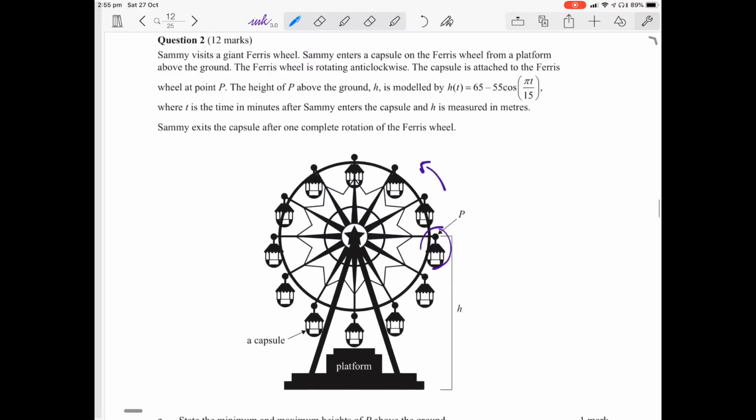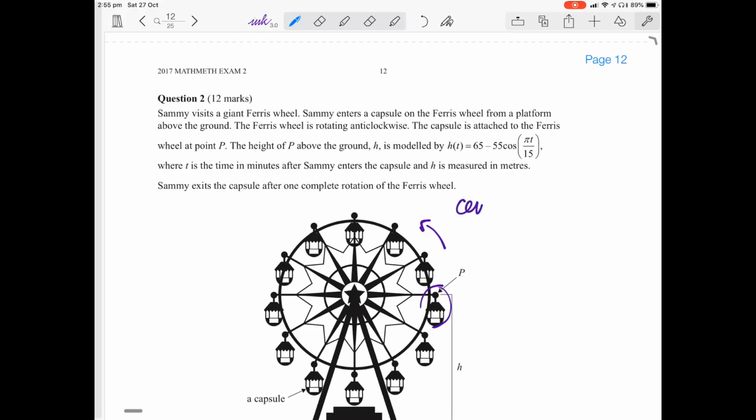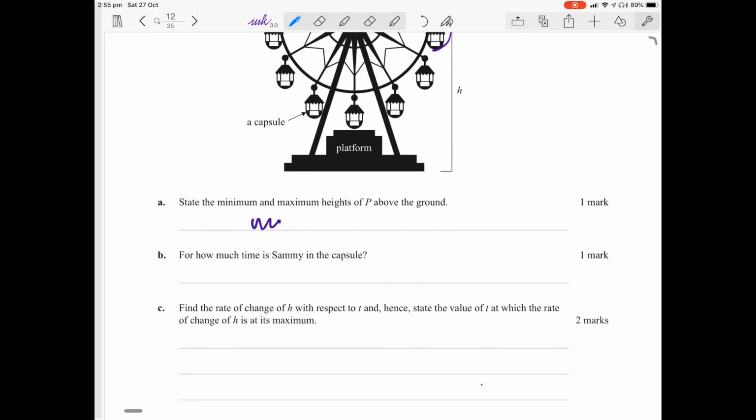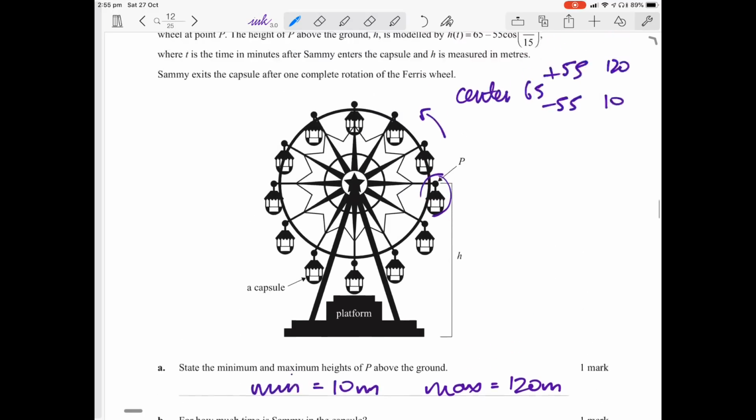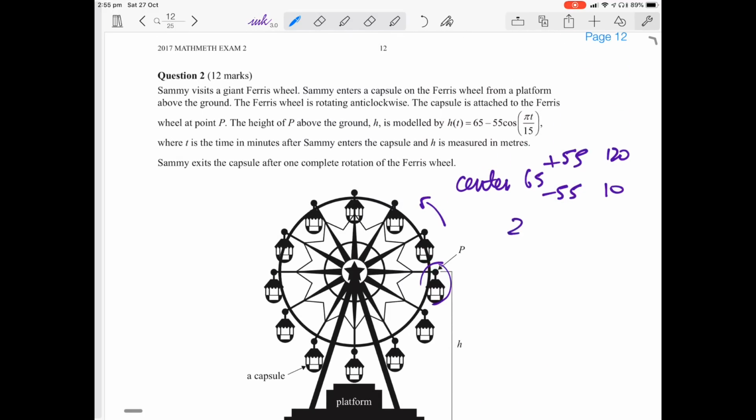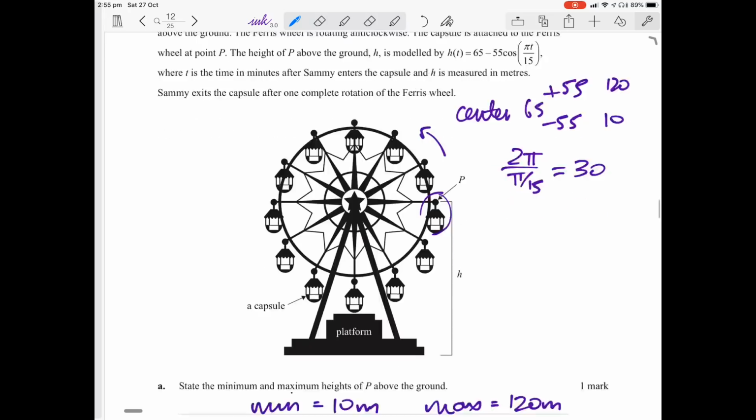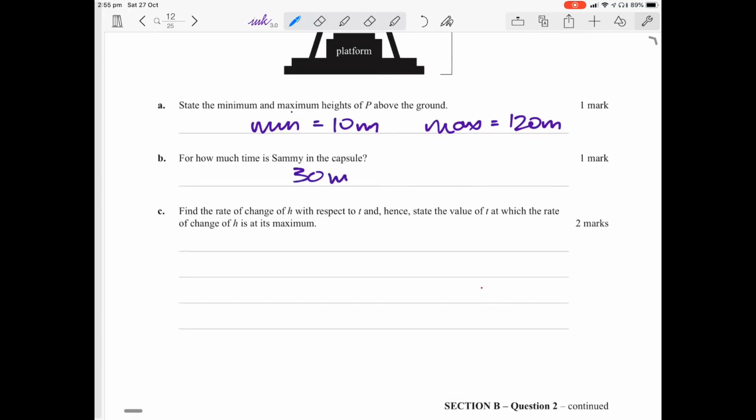State the minimum and maximum height. So your center is 65. You add 55 and you subtract 55. So we're going to get 120 and 10. So let's say min 10 meters, max 120 meters. Find how much time Sammy is in the capsule. So that's going to be 2 pi on 15, which is 30 minutes. Do this on your calc if you're unsure. I just can't be bothered switching between screens.